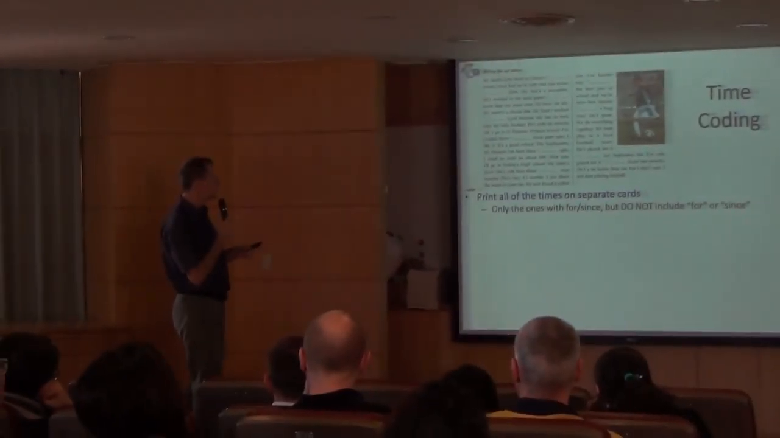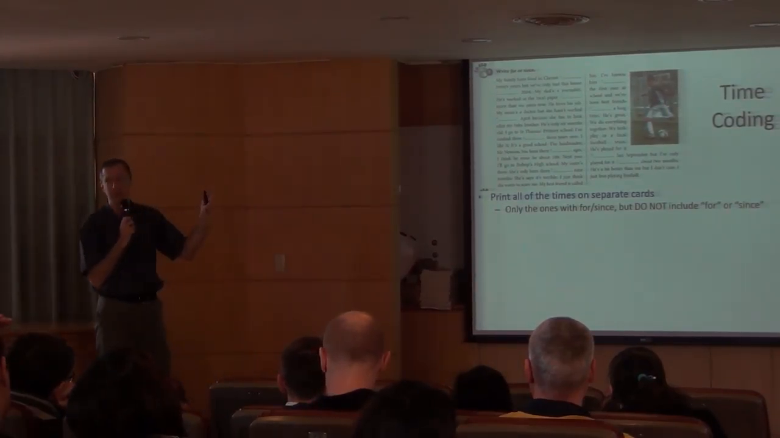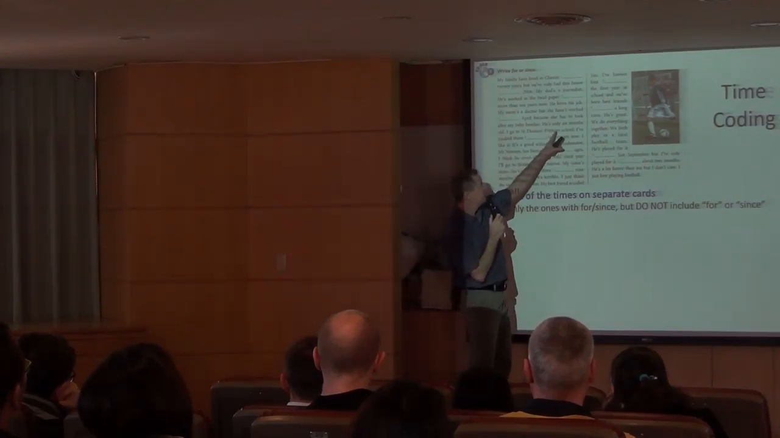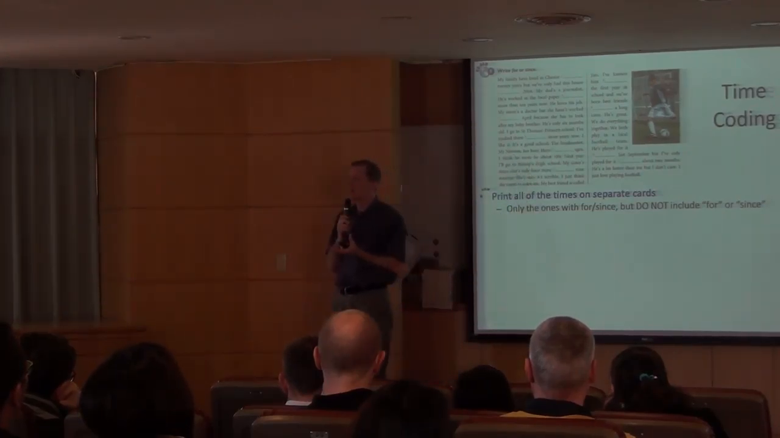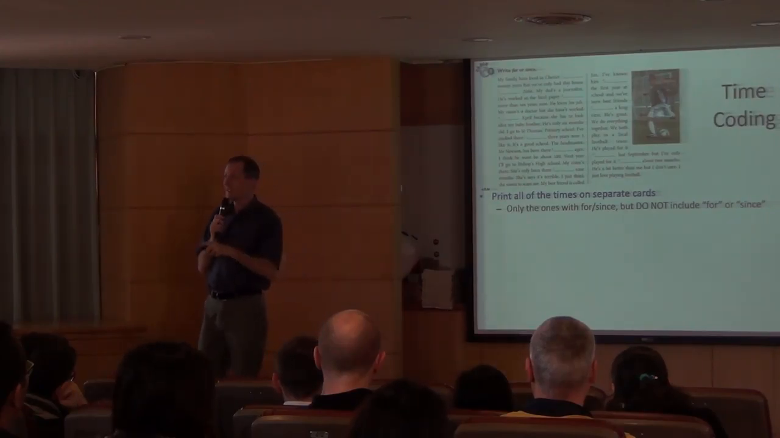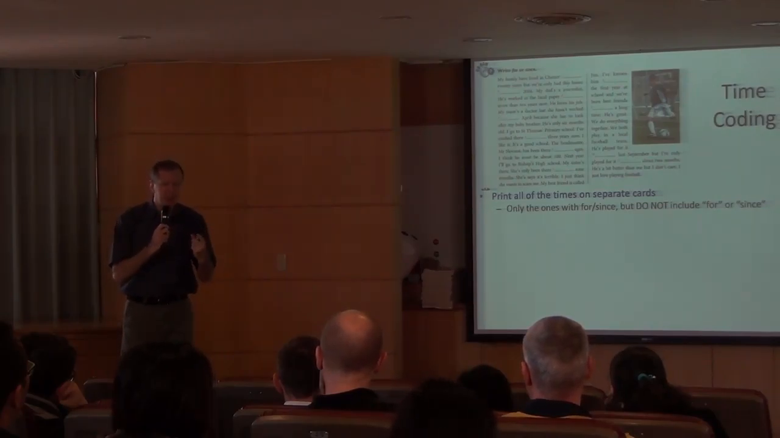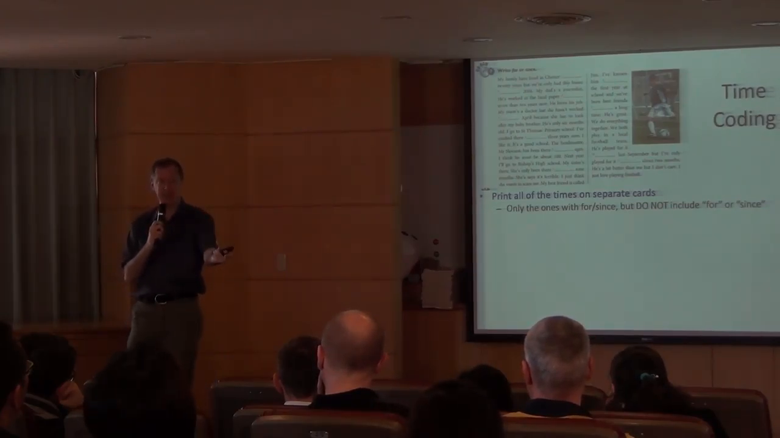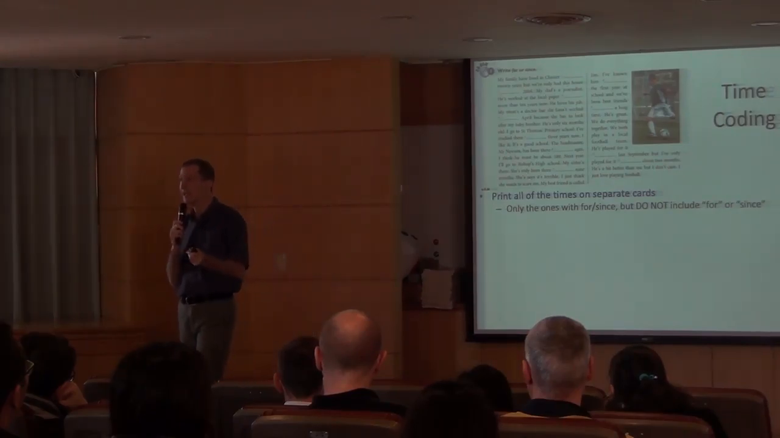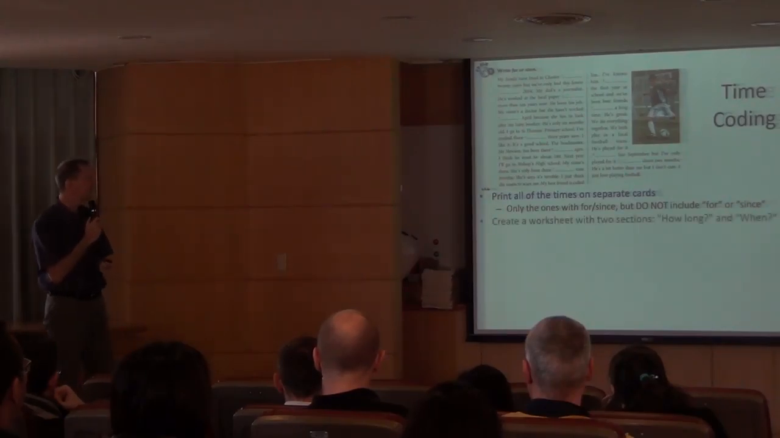After you make the cards, you only use the ones with for or since. There are some in here that don't use for or since. For example, 6 months. He's only 6 months old. That doesn't count. But do not include for or since on the cards, because that's what you're trying to teach. So my approach, instead of explaining to them, instead of reviewing with them the rules for for and since, I want them to figure out the rules for for and since through the activity.